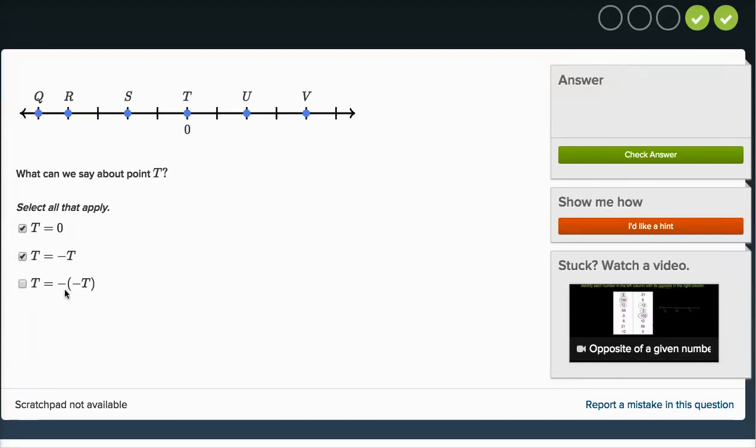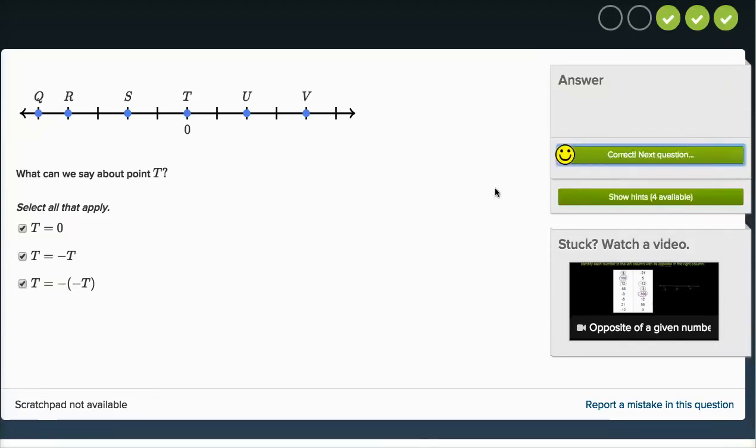T is equal to the opposite of the opposite of T. Well, this would actually be true for any number. For any number, the opposite of the opposite is going to be that number. We could have put the Q here, the R here. Really, for any number, the opposite of the opposite is going to be that number again. And so it's definitely going to be true for 0 as well.